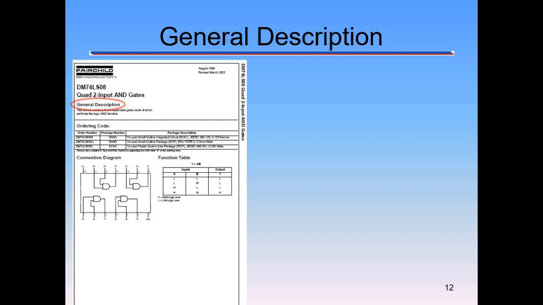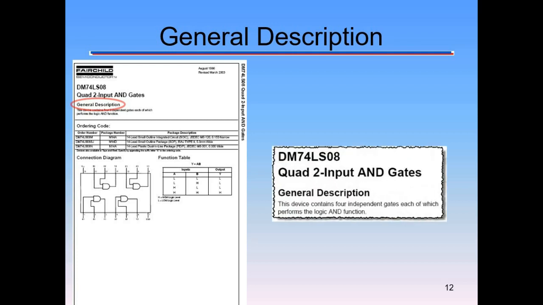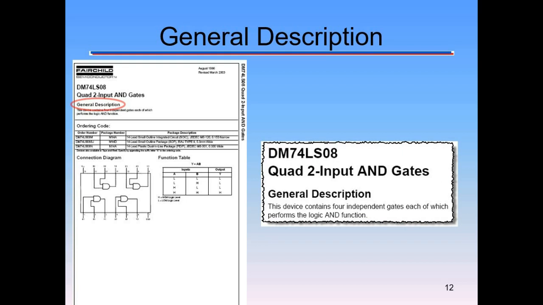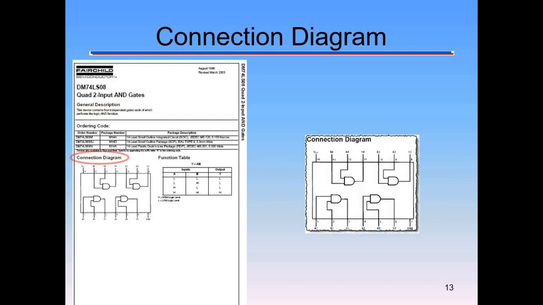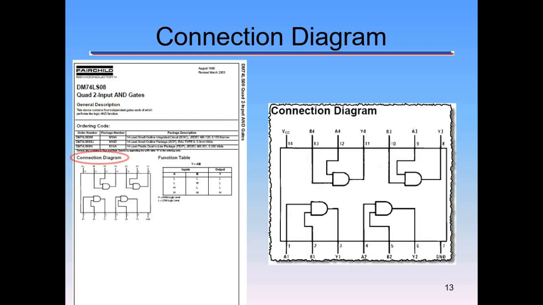There's going to be a general description that talks about the gate. You're going to get your connection diagram, which shows where everything is. The general description here is important because this is a quad 2-input AND gate. That's what we've been using. There are 3-input and 4-input gates and that sort of thing. There are multiple input gates you can use, so it's important that you read the general description, that it's an AND gate and it has 2 inputs. And then we can take a look at the connection diagram.